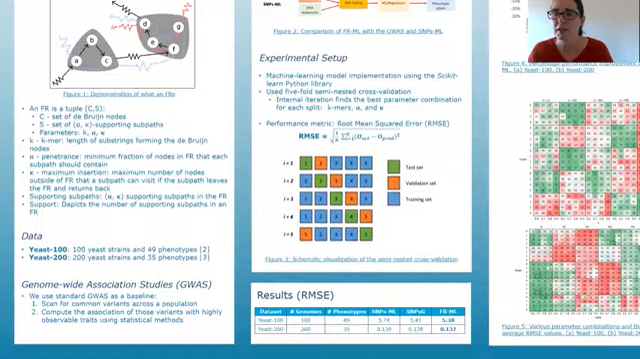We have two yeast data sets. These are from two different studies. So one has 100 yeast strains and 49 phenotypes, and one has 200 yeast strains and 35 phenotypes. Most of these phenotypes are how well yeast is growing on different media. We are comparing back to a baseline of GWAS, genome-wide association studies. So in these studies, they're scanning for common variants across the population, and then they're associating these variants with different phenotypes in order to figure out which regions of a genome are responsible for differences in phenotype.